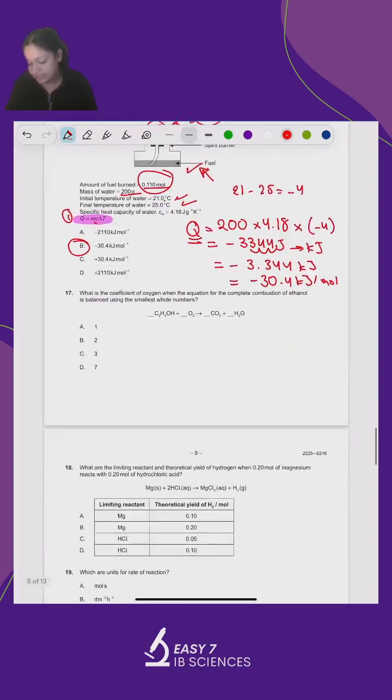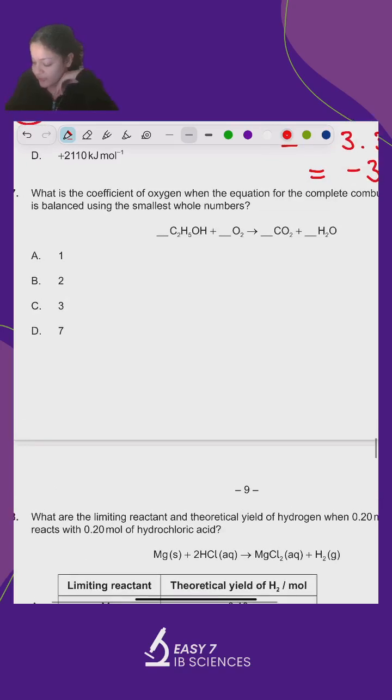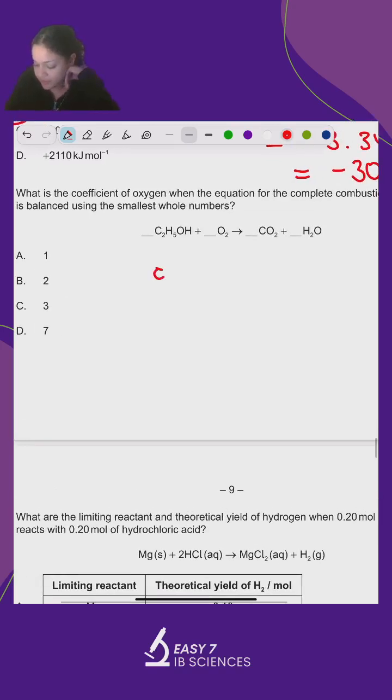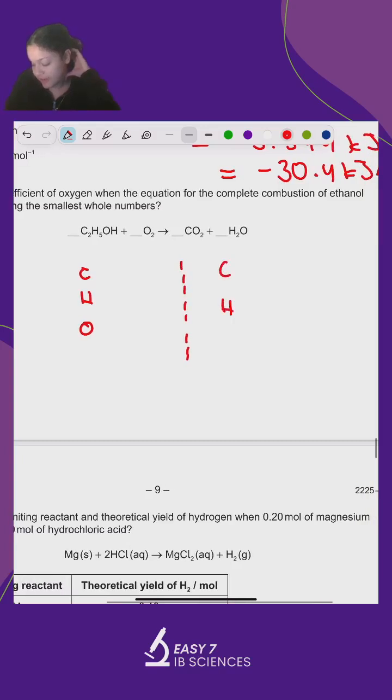Okay, next step. Question 17. What is the coefficient of oxygen when the equation for the complete combustion of ethanol is balanced using the smallest whole number? So what do we think here, guys? Anyone balance equations before? So the way that you do it is you want to put carbon, hydrogen, and oxygen. So I put the elements on both sides of my equation that I'm trying to balance.